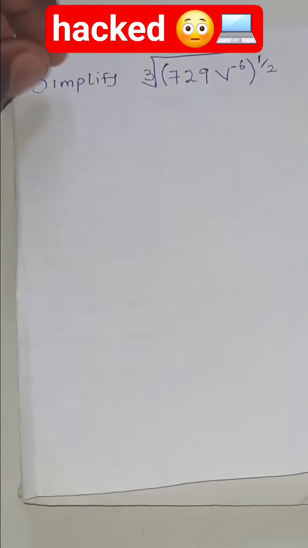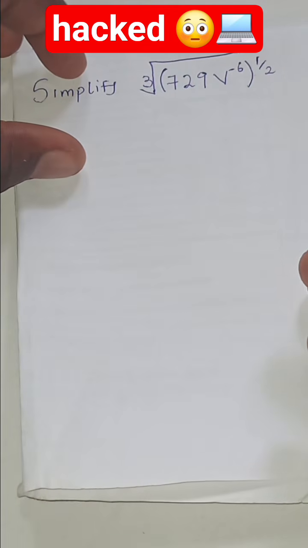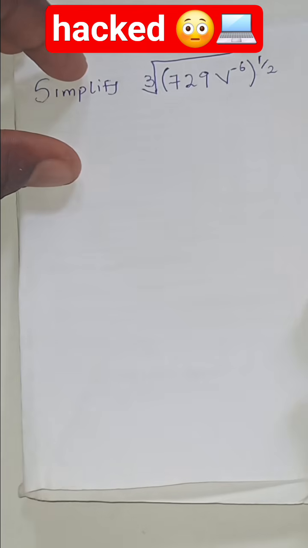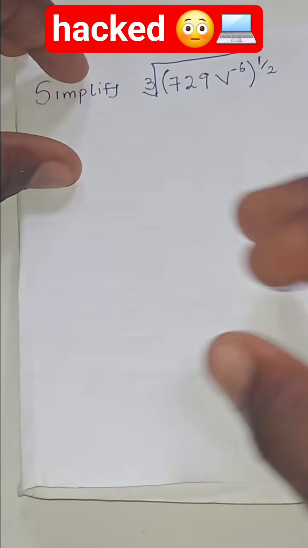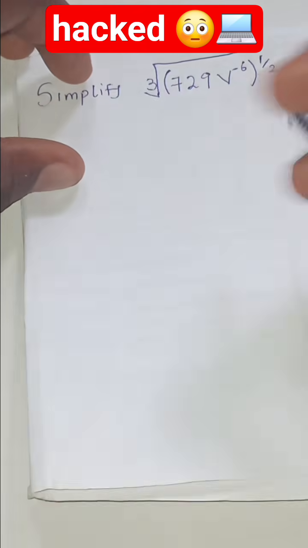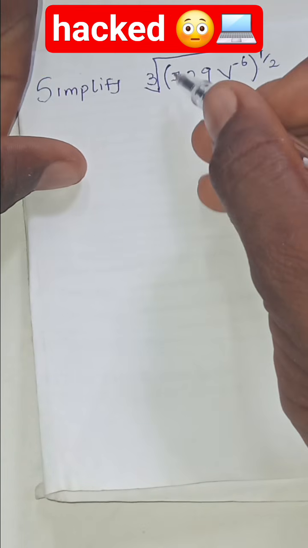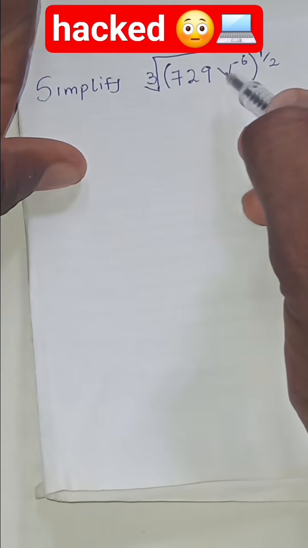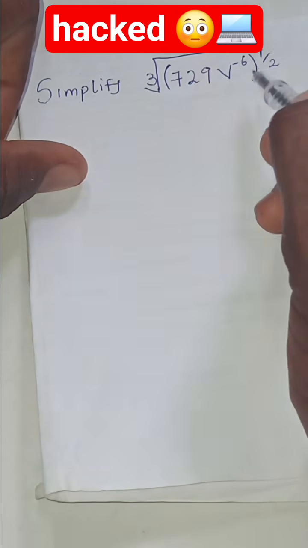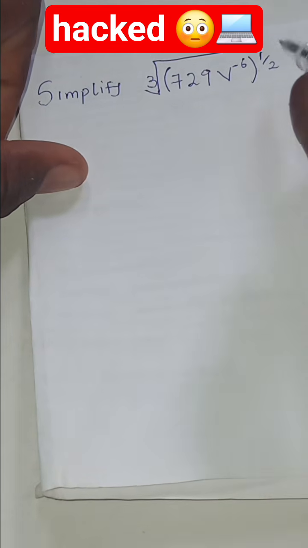After solving this, you should be able to solve any question pertaining to indices, because we're going to be applying all or the majority of the rules of indices right here. So let's go. Now the question says we should simplify the cube root of 729 v raised to the power of minus 6, all in a bracket, to the power of 1 over 2.